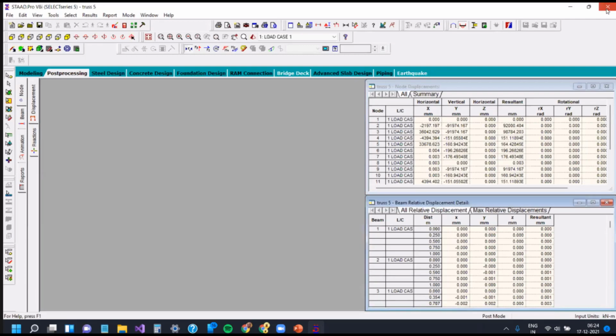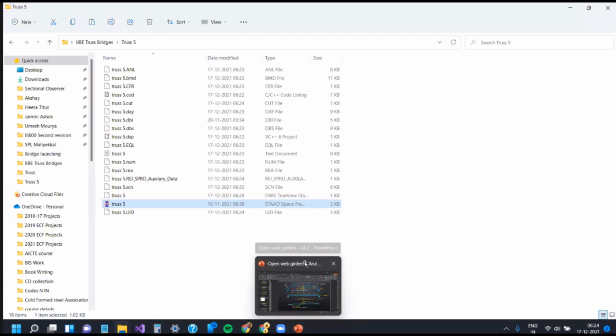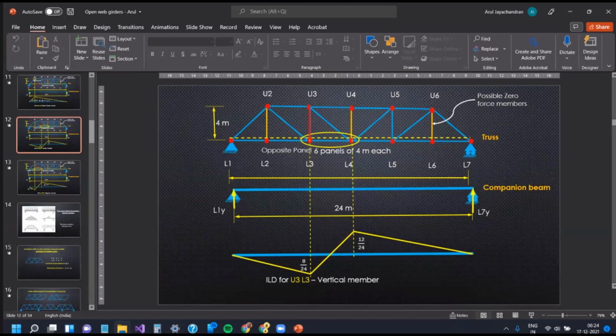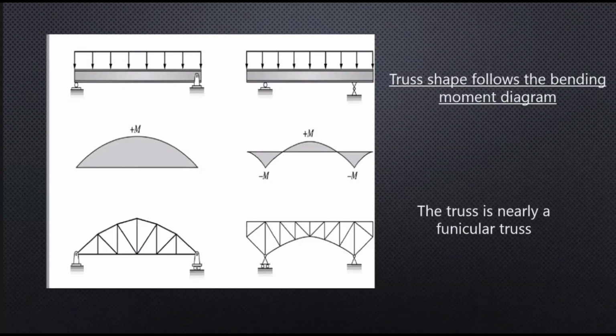Okay, fine, sir. So I'm very happy that I was at least able to demonstrate to you that the bending moments are shared by chords and the shear force by web members, but I also showed you how the force flow really happens in a truss system. Of course, these two are examples. Now you will relate it much more easily that the truss shape can become almost a funicular truss.